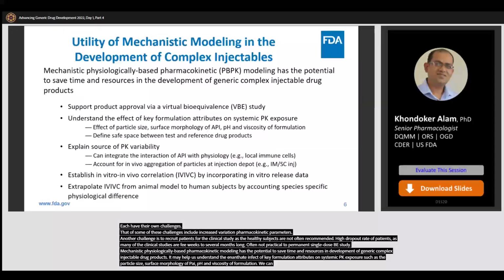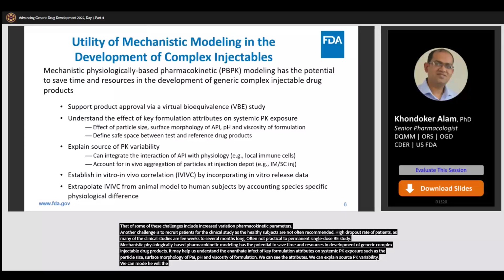For example, a PBK model can integrate the interaction of API with physiology, for example, local immune cells, and can account for in vivo aggregation of particles at injection depots from intramuscular or subcutaneous injection. With the help of a PBK model, we can also establish mechanistic IVIVC. We can extrapolate IVIVC from animal models to human subjects by accounting for specific physiological differences.